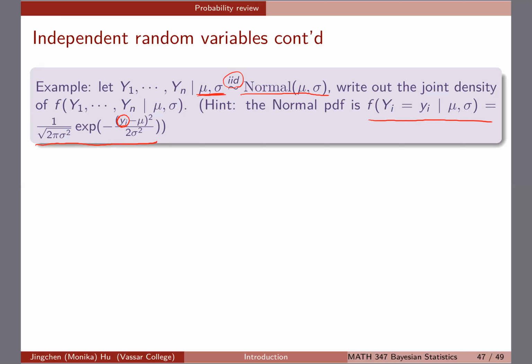Because they're IID, and we also know what each marginal is, I'm asking you to try this exercise to make sure that you know how to write the joint from the marginal and how to simplify some terms.